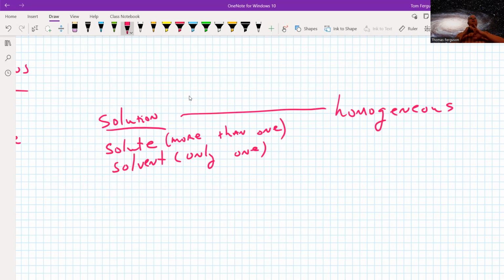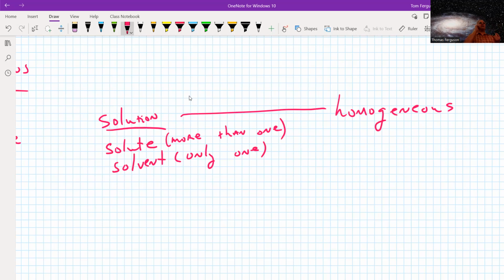I don't have a gold ring on, but I had a gold ring. That's also a solution of copper and gold. And you cannot distinguish between the gold and the copper. So it's a homogeneous mixture of two metals. So most people, when they think of solutions, they think of liquids. But it's much, much broader than that. It includes lots of stuff.